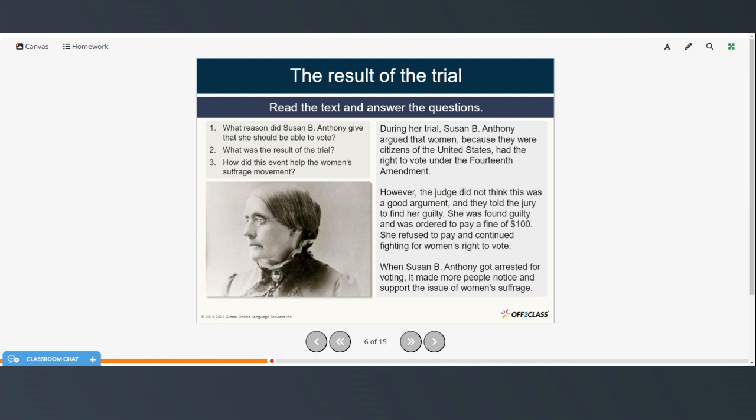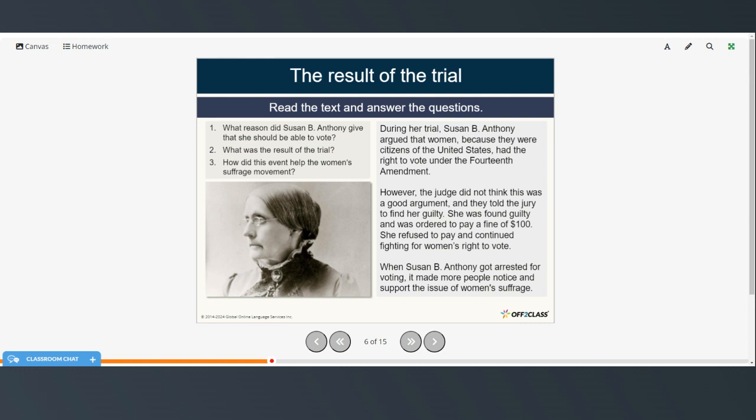During her trial, Susan B. Anthony argued that women, because they were citizens of the United States, had the right to vote under the 14th Amendment. However, the judge did not think this was a good argument, and they told the jury to find her guilty. She was found guilty and was ordered to pay a fine of $100. She refused to pay and continued fighting for women's right to vote. When Susan B. Anthony got arrested for voting, it made more people notice and support the issue of women's suffrage.